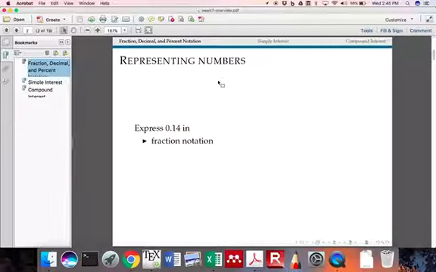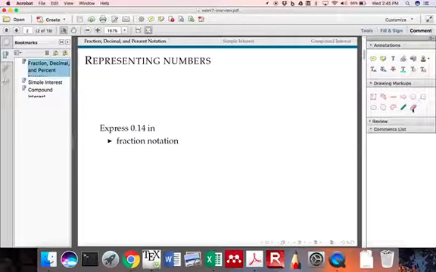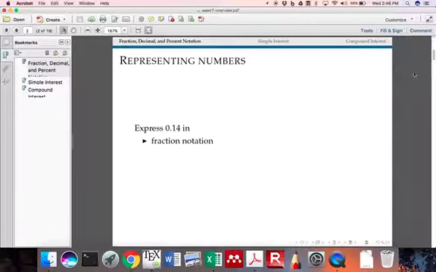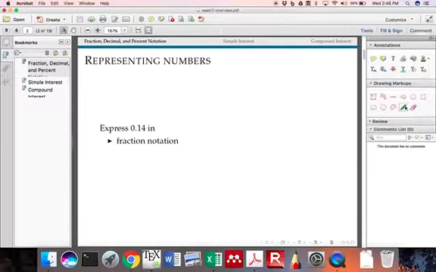All right, well, fine, we'll start here. This is some preliminary stuff we need to talk about. So how are we going to express this number in fraction notation? Well, remember that this is a place value thing.